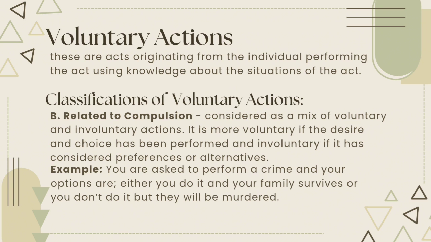For the second classification, it is related to compulsion. It is considered as a mix of voluntary actions and involuntary actions. It is more voluntary if the desire and choice has been performed, and involuntary if it has considered your preferences or alternatives. It is partly voluntary and partly involuntary. It usually occurs when a person is forced into a hard choice. An example of this is you are asked to perform a crime and your options are A. Either you do it and your family survives, or B. You don't do it but they will be murdered.